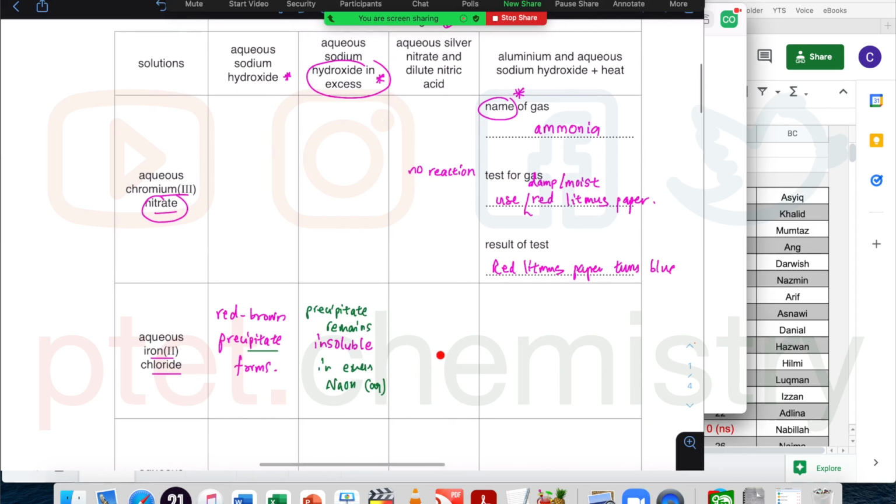So obviously when you add silver nitrate and dilute nitric acid, this is a test for halide, you get a white precipitate forming. Okay, on to the next one.